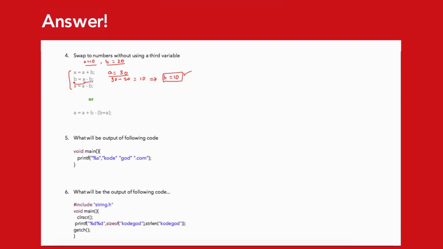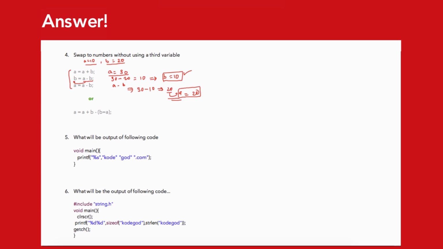In the final statement, I'm writing A minus B, that is 30 minus 10. The result will be 20 and we are assigning this value to A. So A will become 20. That is the final step. So this is method one, where we have swapped two numbers without using a third variable.